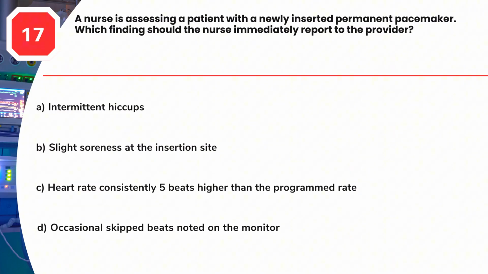Question 17. A nurse is assessing a patient with a newly inserted permanent pacemaker. Which finding should the nurse immediately report to the provider? A. Intermittent hiccups. B. Slight soreness at the insertion site. C. Heart rate consistently 5 beats higher than the programmed rate. D. Occasional skipped beats noted on the monitor.